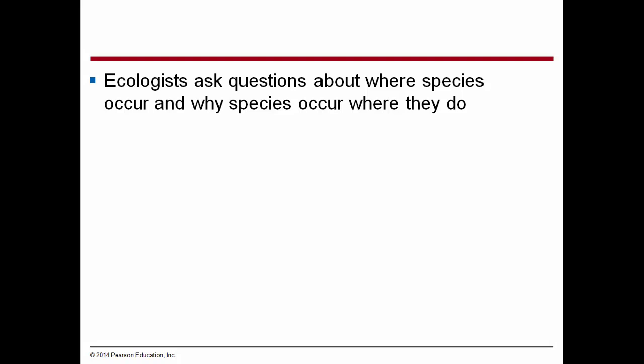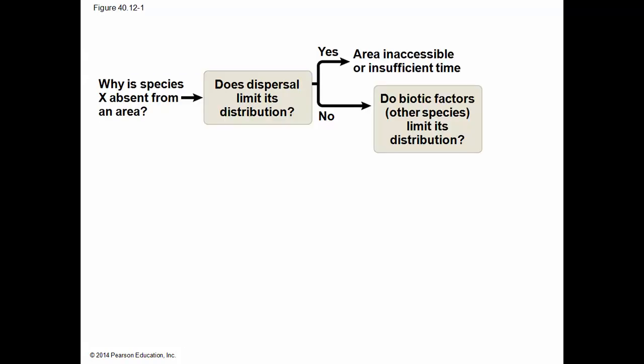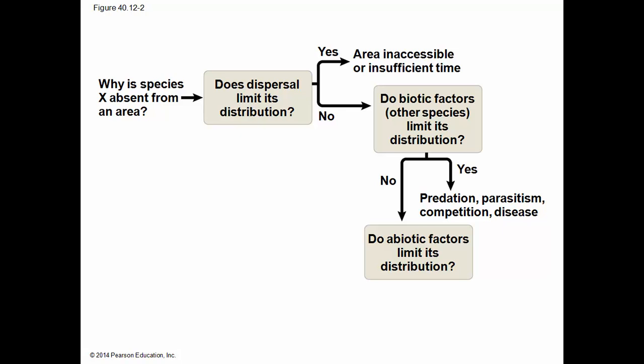Ecologists ask questions about where species occur and why species occur where they do. Why is species X absent from an area? Does dispersal limit its distribution? If so, then perhaps the area is inaccessible or unavailable for an insufficient period of time. If no, then do biotic factors affect this species' distribution? If yes, then predation and parasitism, competition and disease, other biotic factors are affecting the distribution. If not, then we have to look at the abiotic factors that limit its distribution.